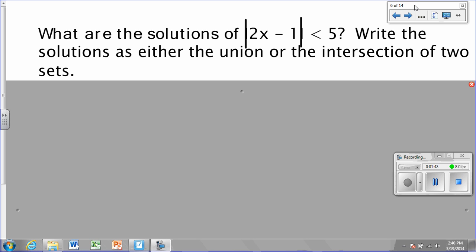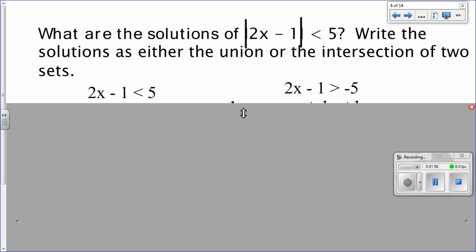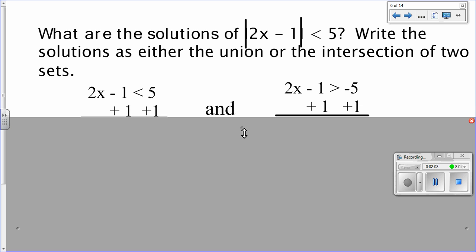What are the solutions of the absolute value of 2x minus 1 is less than 5? Write the solutions as either the union or the intersection of the two sets. The first thing you have to do is rewrite your inequality because it does contain an absolute value. We're going to write it out as 2x minus 1 is less than 5 and 2x minus 1 is greater than negative 5. These are from the last lesson. Go back and review your notes if you need to. We're going to solve them the same way.